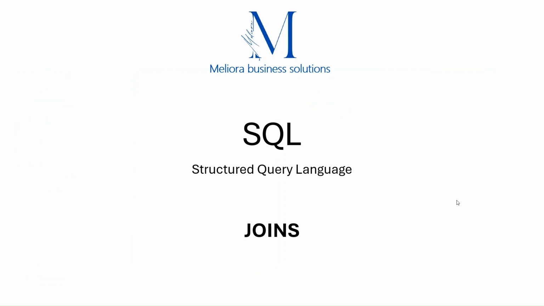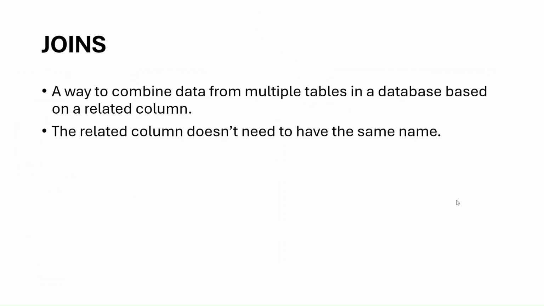Welcome back. In this lecture, we're going to look at some joins in SQL. So, what are joins? They are simply a way to combine data from multiple tables in a database based on a related column. And this related column does not need to have the same name across the two tables. So let's go into some types of joins.